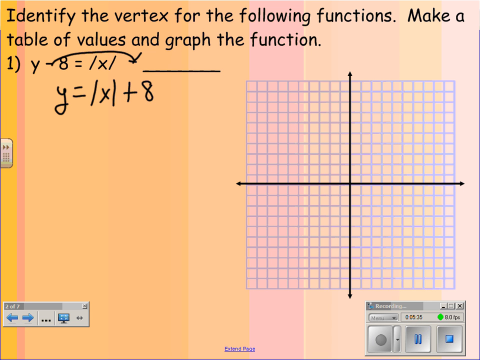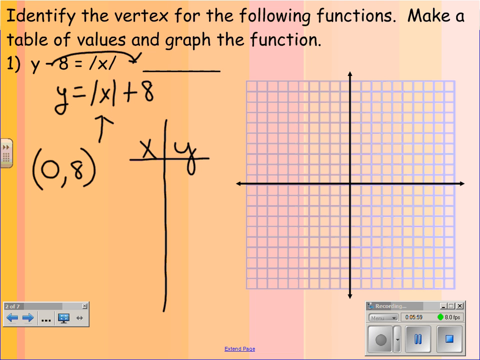So to do that, I'm going to draw my table of values because we're going to need that here in just a second. Think about what you have to substitute in for the absolute value bars to make it a 0. Well, the only thing I can substitute in is 0. And when I substitute in 0 for x, the absolute value of 0 is 0, and then 0 plus 8 gives me my y. So we're just using a table of values to get there.